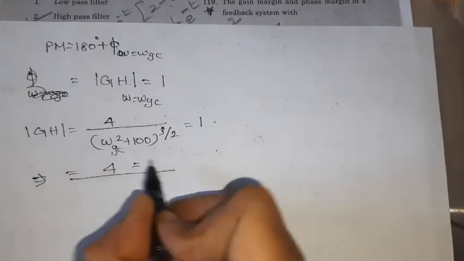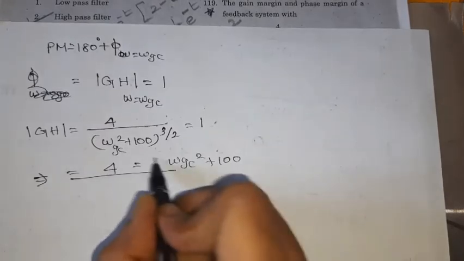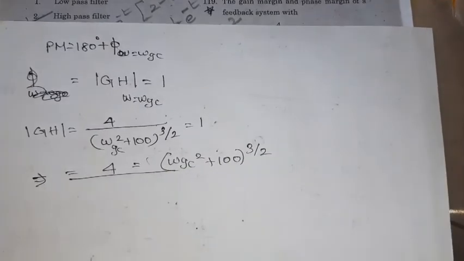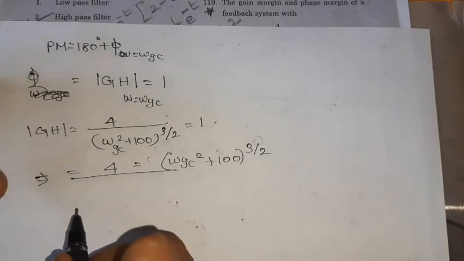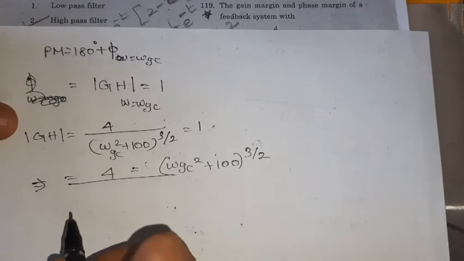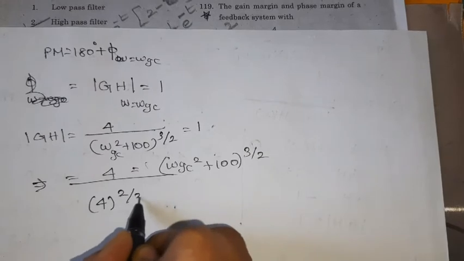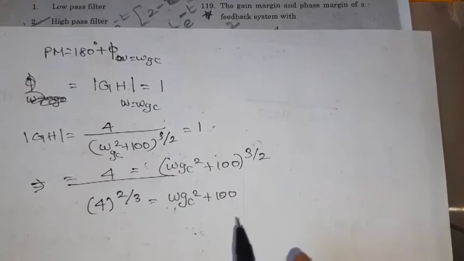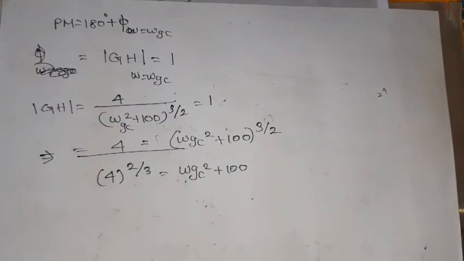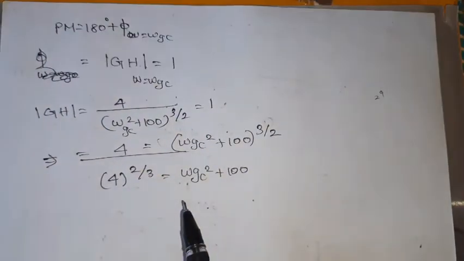4 equals (omega GC square plus 100) whole power 3 by 2. That power will go to the other side as 2 power 1 by 3. By simplifying, we will get 4 power 2 by 3 equal to omega GC square plus 100. See guys, this is a star marked question in TNAB. We are not getting the correct option. I am just explaining the concept here.